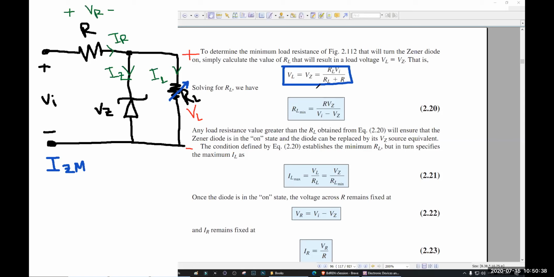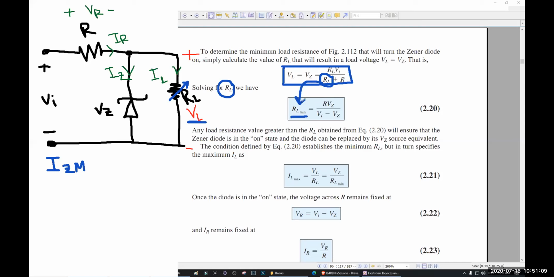Now from here, if we find the RL, we will find the value of the minimum RL. Why minimum? Because VL is equal to 10 volt, or VZ, when the RL is minimum. That's why RL minimum is equal to R VZ divided by VI minus VZ. Okay, understood? That is the minimum RL.